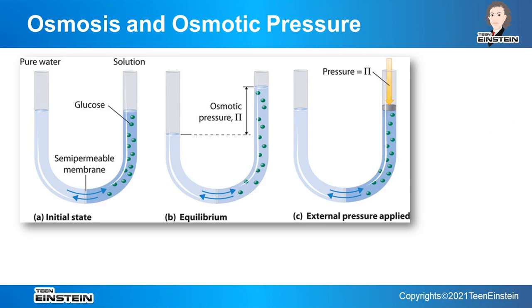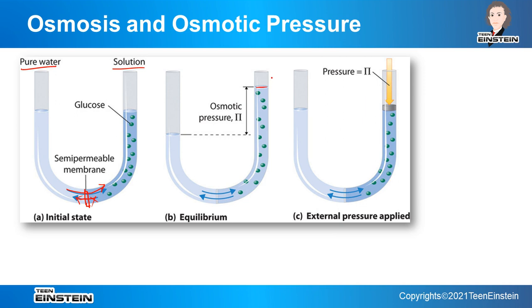So here from this picture, the idea will be more clear. Initially, there is a semi-permeable membrane. Here we have pure water, and this side we have a solution. Suppose it is a glucose solution. So water will flow in this direction, not in this direction. And at equilibrium, osmotic pressure, that is, now the level of water on the right hand side will increase.